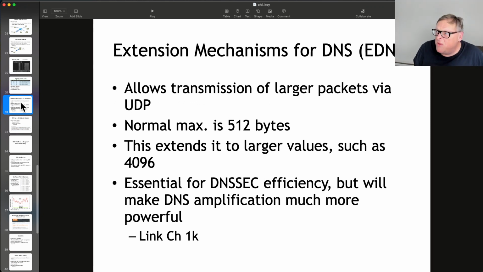This is what I imagine my Mac must be using, eDNS, to let you send larger packets over UDP. UDP can carry a lot of traffic. Just for some reason, the original DNS specification said you only send 512 bytes.